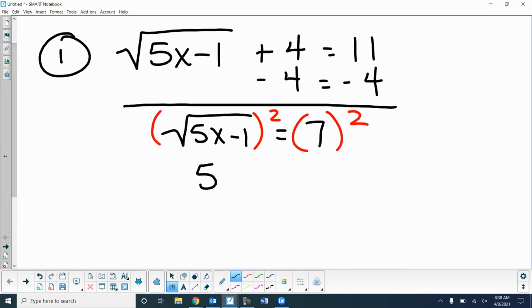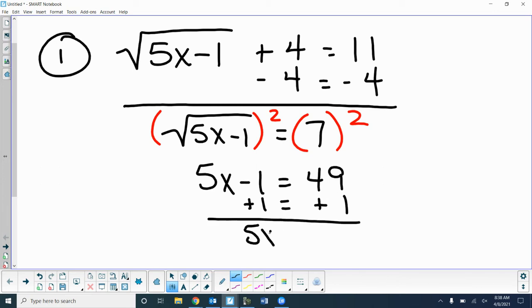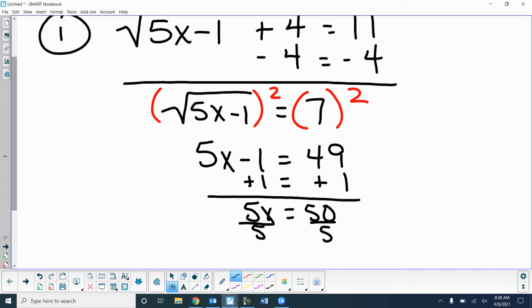So I get 5x minus 1 on the left, and 49. And then from there on out, it should be pretty easy for you. And you should have gotten 10 for the first one. Okay? Don't forget that.